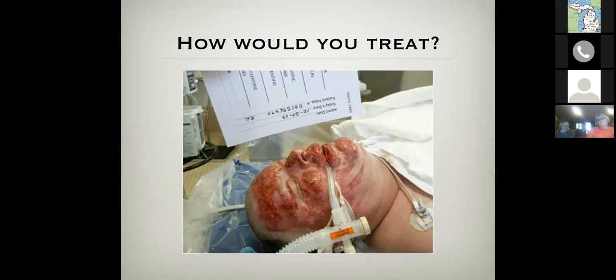When we look at the picture, we can see the second degree type 2 burn. His lips look very swollen. It looks like there's some blackening in the mouth. So obviously, we would classify this individual as a critically burned patient.